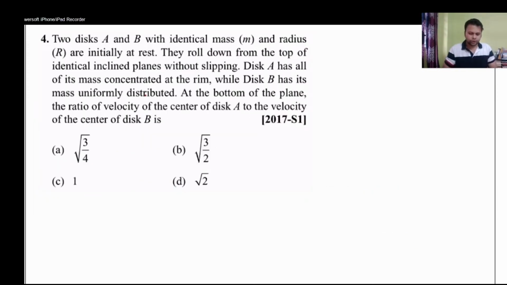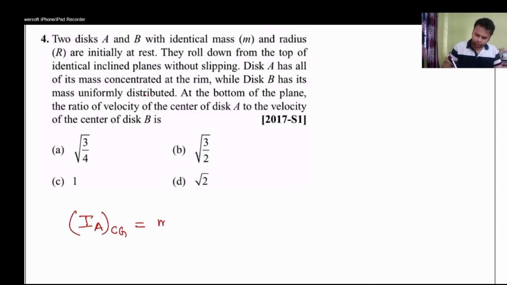Let us move to the next question. Two discs A and B with identical mass m and radius r are initially at rest. They roll down from the top of identical inclined planes without slipping. Pure rolling from the top of identical inclined planes means they are descending downwards from the same height. This A has all of its mass concentrated at a ring. So basically, this is a ring, not a disc exactly, because all the mass is concentrated at a ring. So what is the moment of inertia of A with respect to CZ?